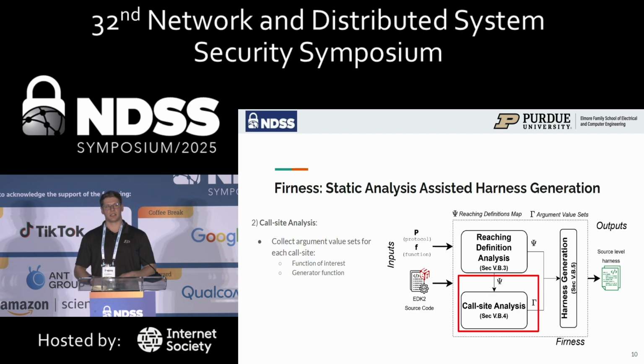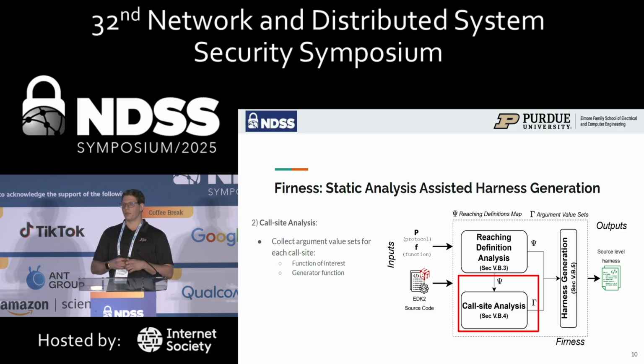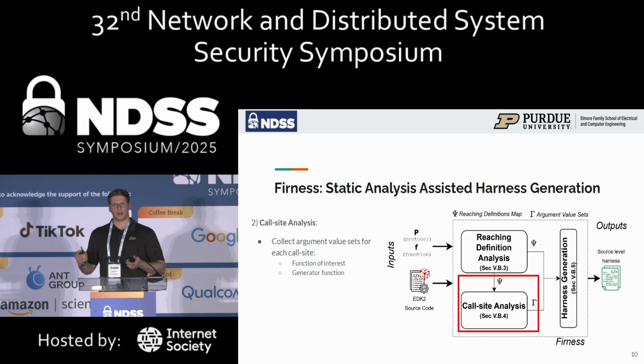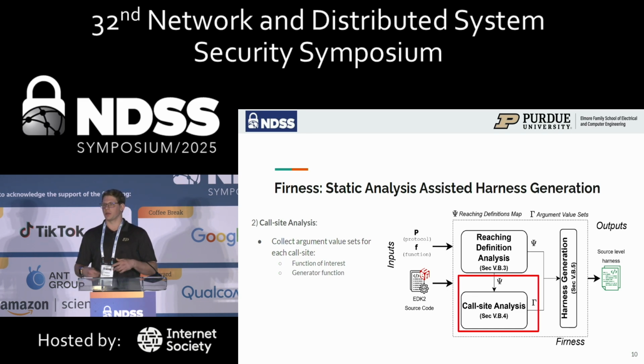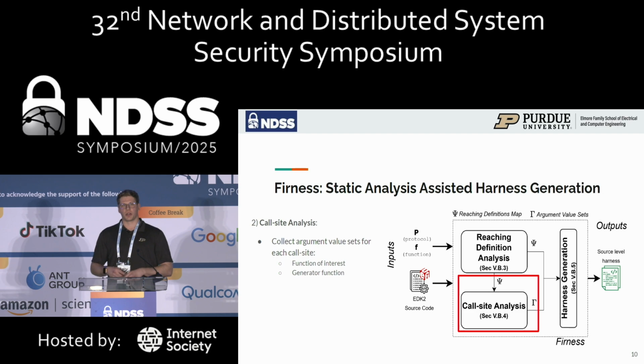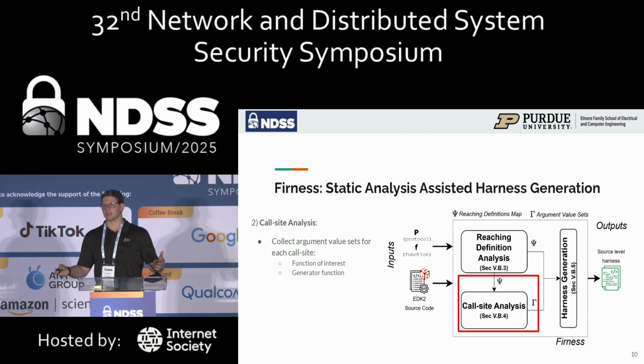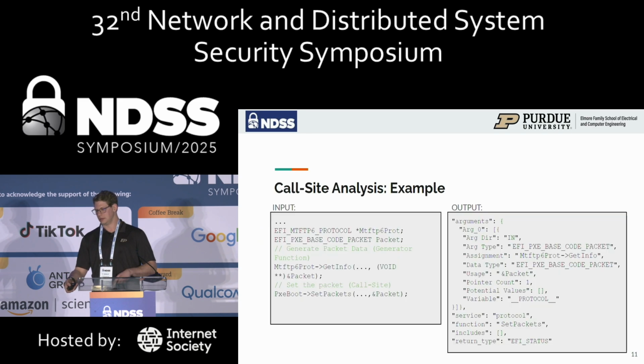Second, the input that I just showed you is passed into our call site analysis. Here we parse all the call sites for the target functions of interest, and any of those generator functions, meaning any functions that do assignments to variables or arguments of interest. We go through all of those and treat them as the same, and we collect information that will be used in our harness.